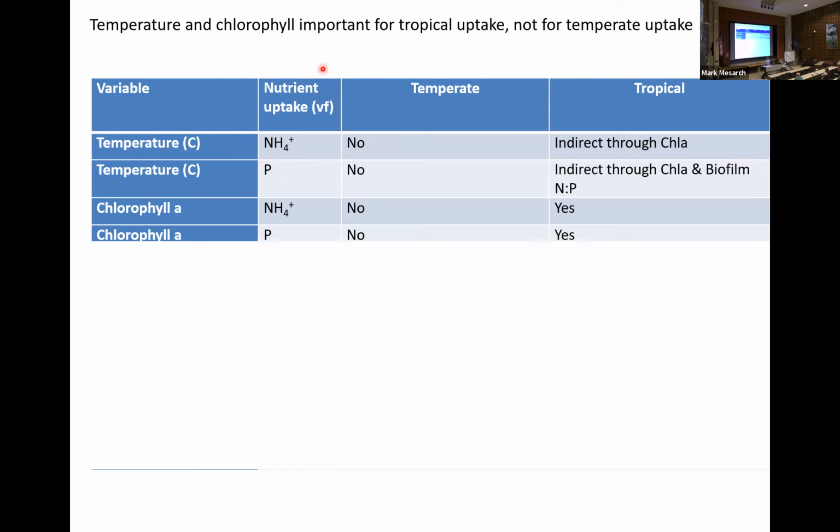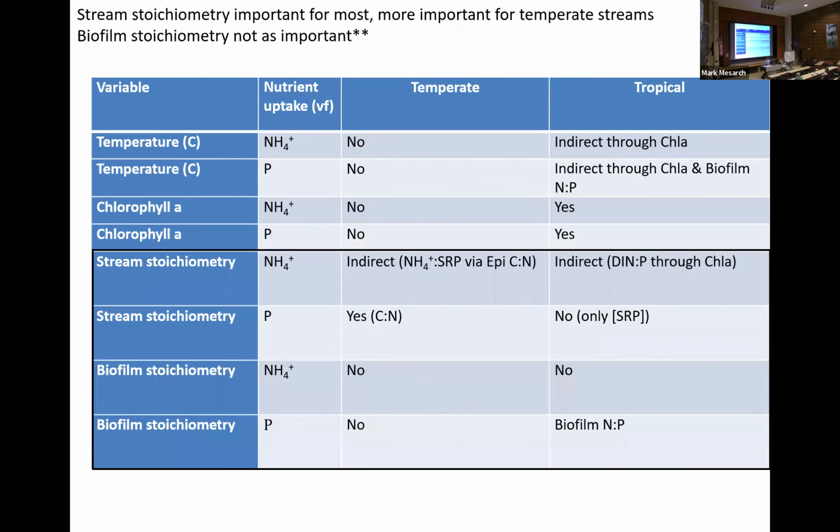And here we can see that temperature and chlorophyll were important for tropical uptake, although indirectly for the tropical systems, and were not actually important for the temperate streams. And here we show that stream stoichiometry was important for most, but it was more important for temperate streams. However, biofilm stoichiometry was not as important, except for in the case of phosphorus in tropical streams.